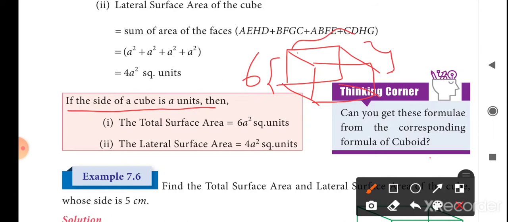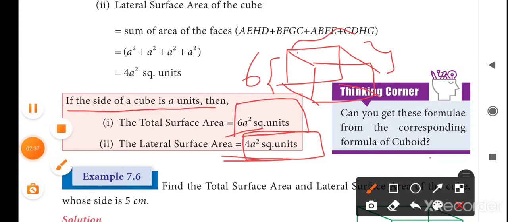So 6 sides, so 6 into a square units. The lateral surface area means we remove the top and bottom, so 4 equal sides. So 4 into a square, square units. The lateral surface area is 4a square units. The total surface area is 6a square.